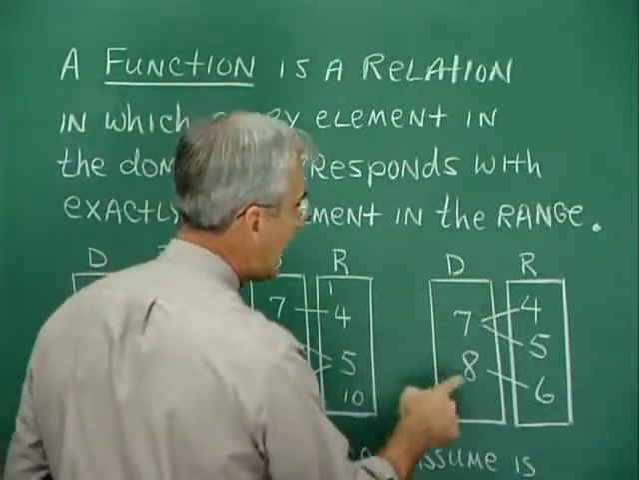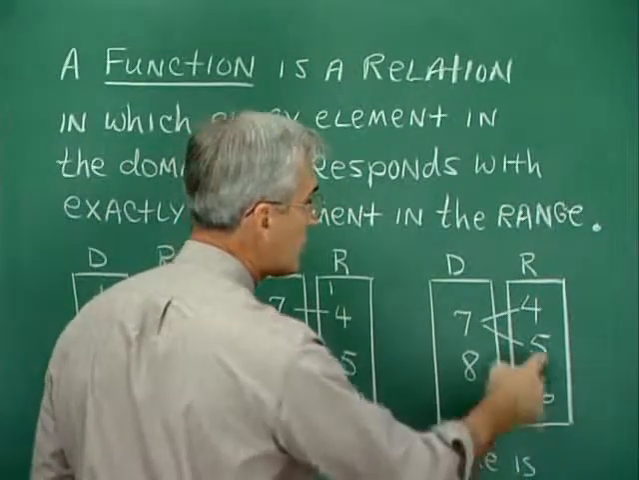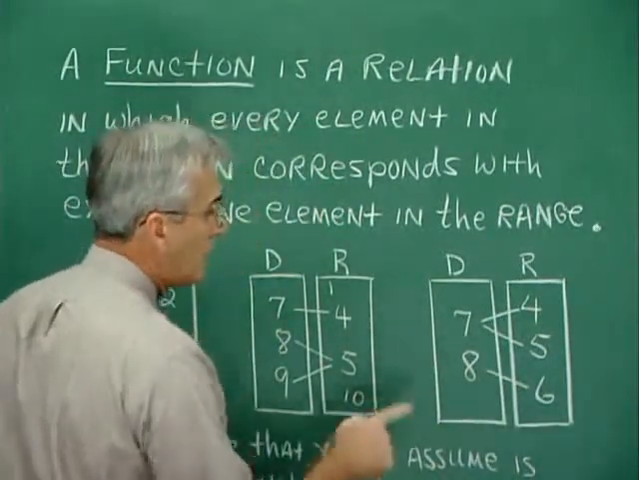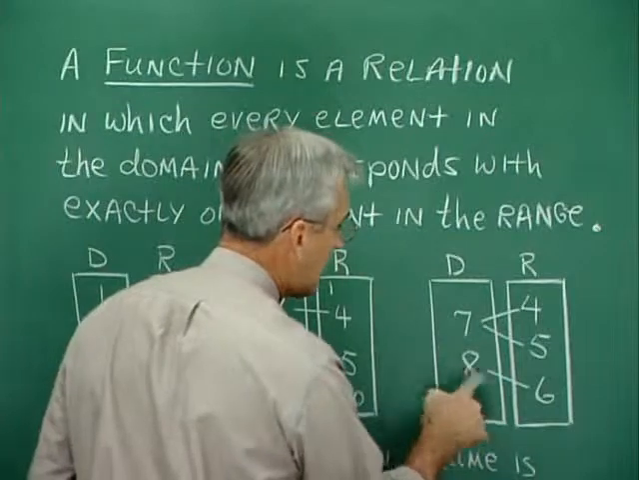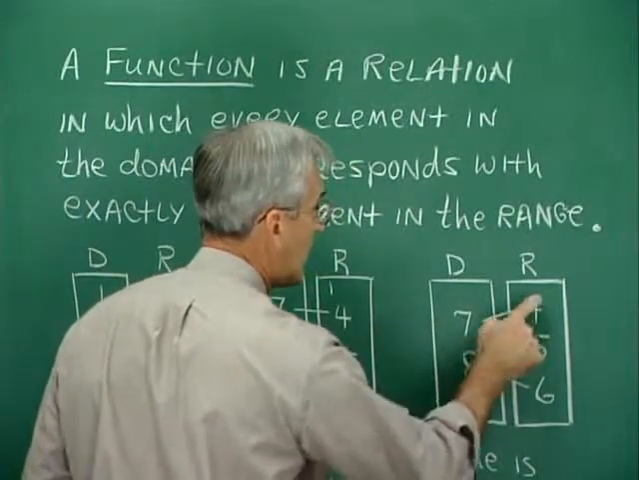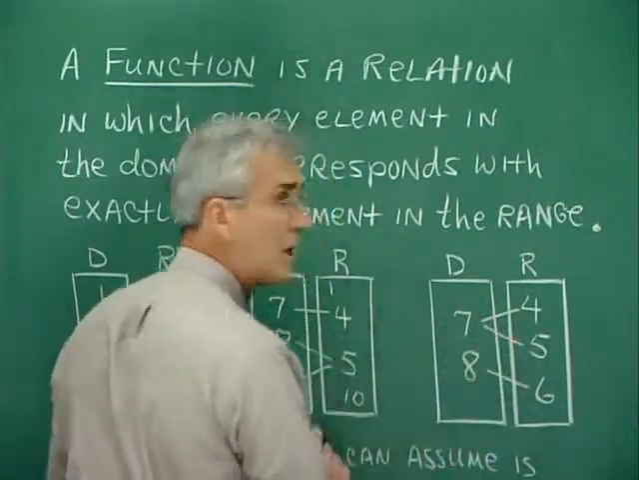We have 7 and 8 in our domain, and the range consists of these elements. And the correspondences are 8 corresponds with 6, 7 corresponds with 4, 7 also corresponds with 5.